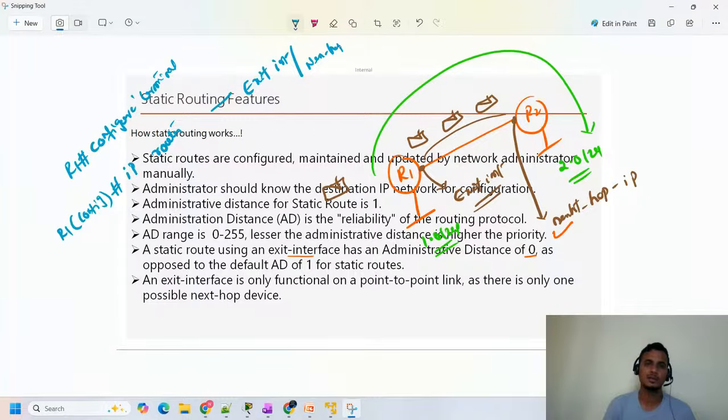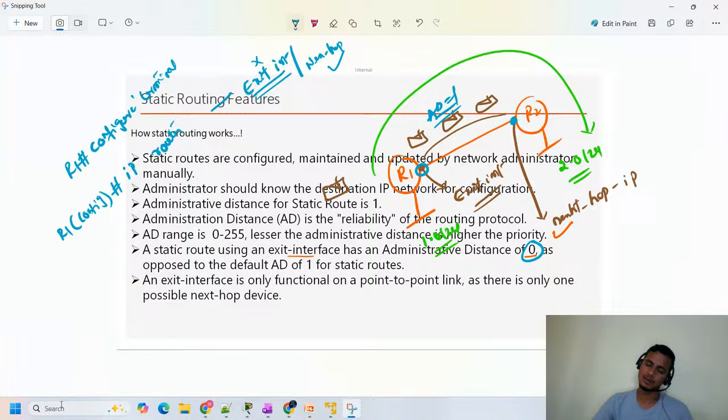If you are using the exit interface, then the AD value, the administrative distance, is going to become 0. If you use the next hop IP address instead, then the static route AD value will become 1. So generally, theoretically, in interviews you will say that the static route AD value is 1.